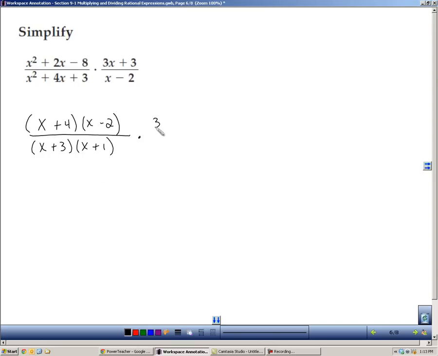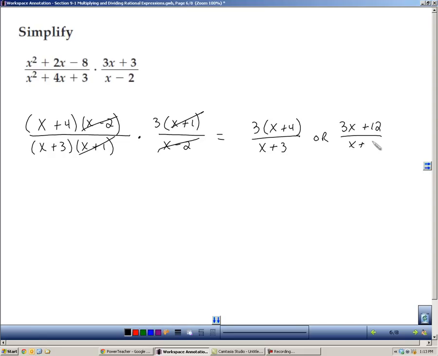Up here I'm going to take out a 3, leaving an x plus 1, and the bottom doesn't factor at all, so x minus 2. Now I can cancel any factor on the top with any factor on the bottom because I'm multiplying. X minus 2 is a factor, that goes away. X plus 1's gone, so I'm left with 3 times x plus 4 on top over x plus 3. The other way you can write that is by distributing the 3 and making it 3x plus 12 over x plus 3. Either one of those is an acceptable answer.